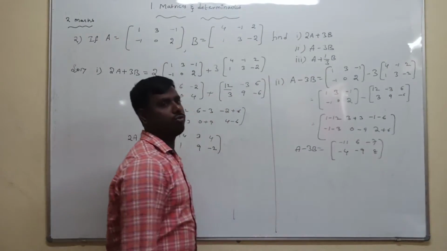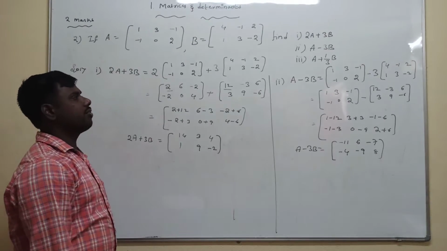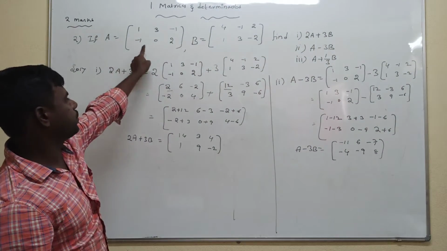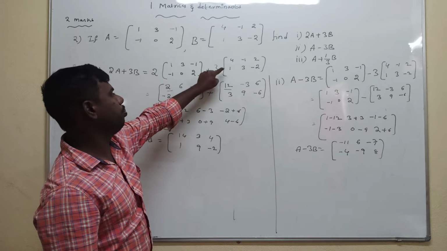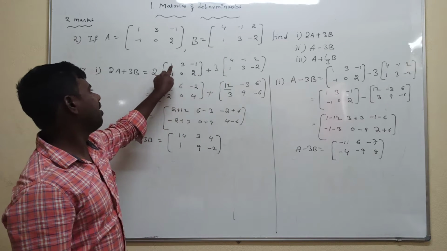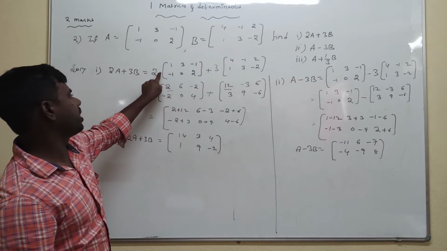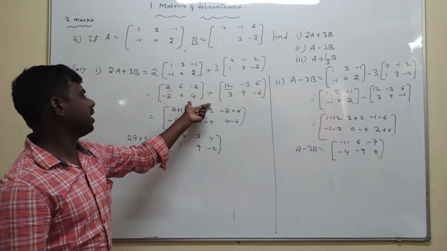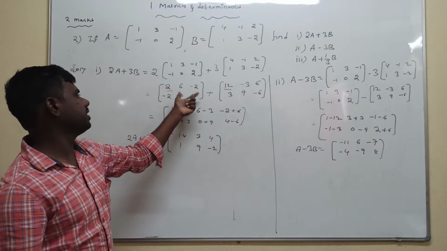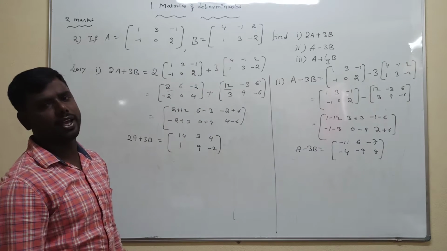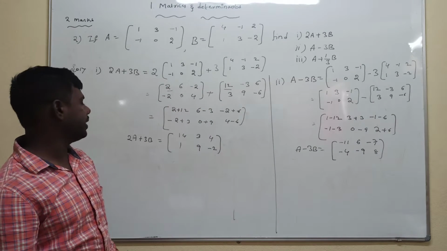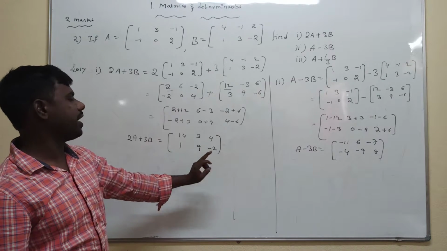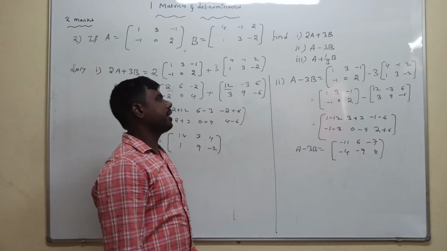So you understand how to find A plus 3B. The second one is A minus 3B. For 2A plus 3B, 2 into substitute A matrix plus 3 into substitute B matrix. After that A matrix each element is multiplied with 2, B matrix each element is multiplied with 3. After that addition of two matrices, the condition is we are adding corresponding elements. Finally we get the answer: 2A plus 3B is equal to 14, 3, 4, 1, 9, minus 2 like that.